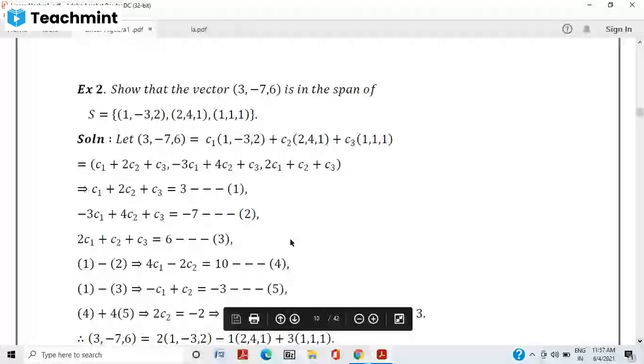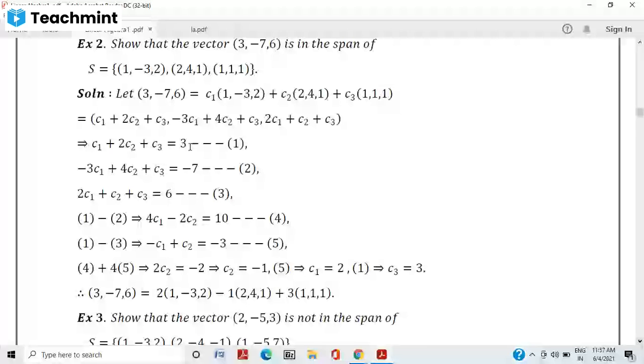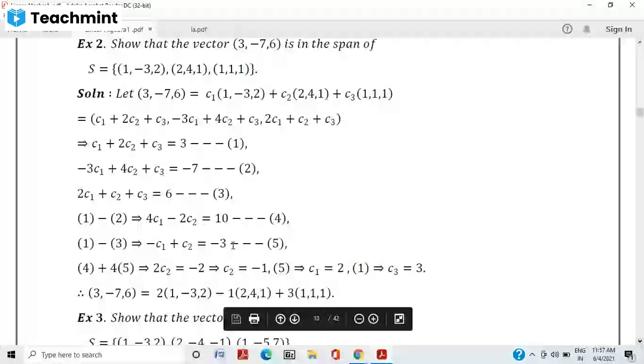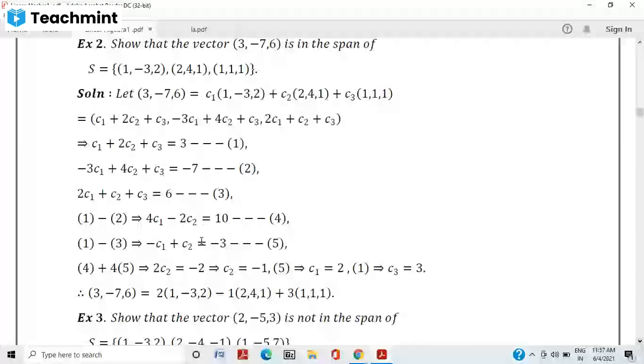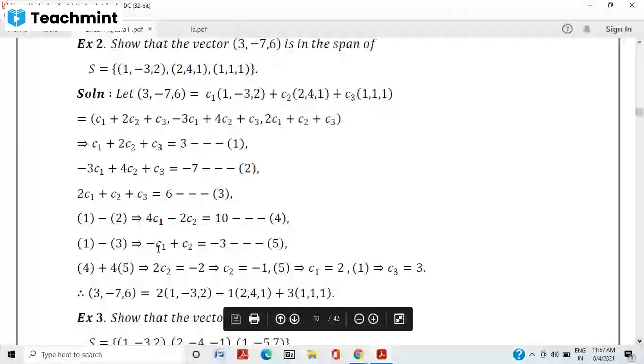Similarly, we will do equation 1 and 3. Subtract that. Then C1 minus 2C1, what do we get? Minus C1. 2C2 minus C2 is C2. Then C3 will be cancelled. Then 3 minus 6, what can we write? Minus 3. Then we got both these equations in C1 and C2. Then what can we do? We can make the coefficient of C1 the same, or make the coefficient of C2 the same.